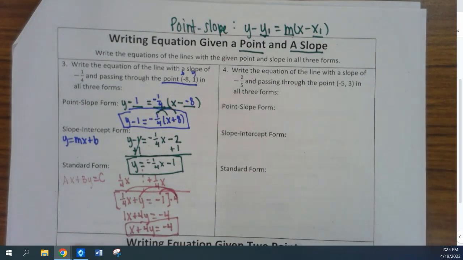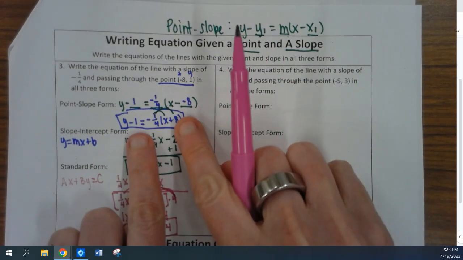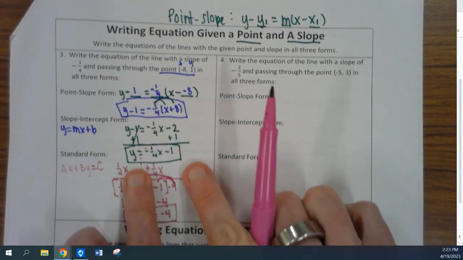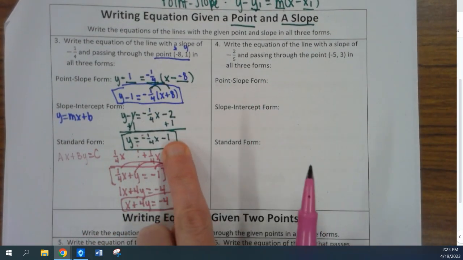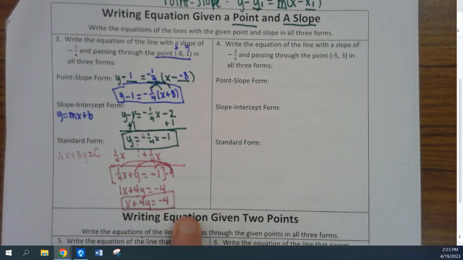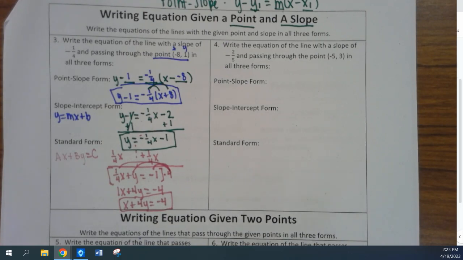These three equations all represent the same line. They're just different formats representing different things. In this form, I can find my point and my slope. In this format, I can find my slope and the y-coordinate of my y-intercept, my m and my b. And in standard form, I could use that format to find my x and my y-intercepts if I wanted to do that.